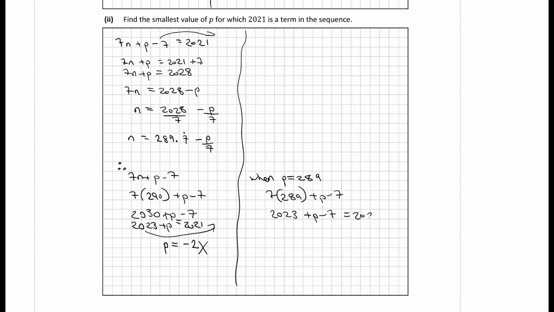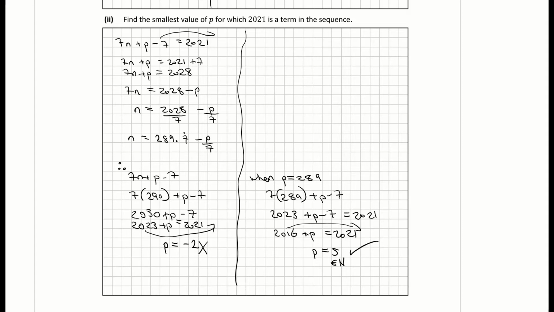Again, I'm trying to get to 2021. A little bit of tidying up here gets me 2016 plus P equals 2021. Moving over the 2016 gives me a value of P is equal to 5, which does work because P is an element of n. So find the smallest value of P. That's the smallest value I can find. Maybe there's other ways of doing it, but hopefully that will work.